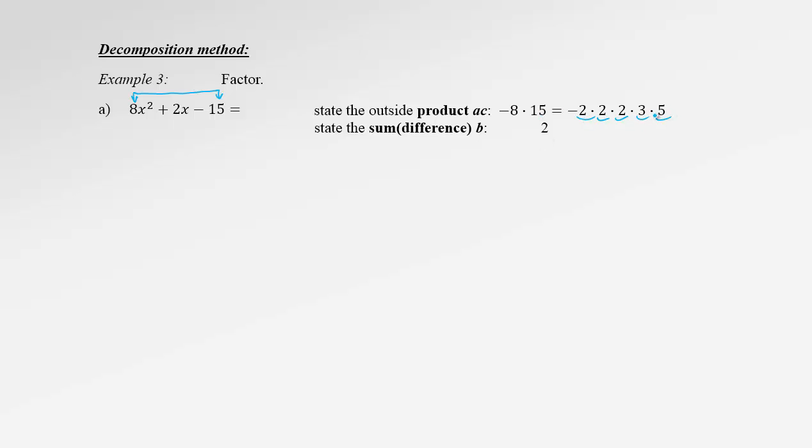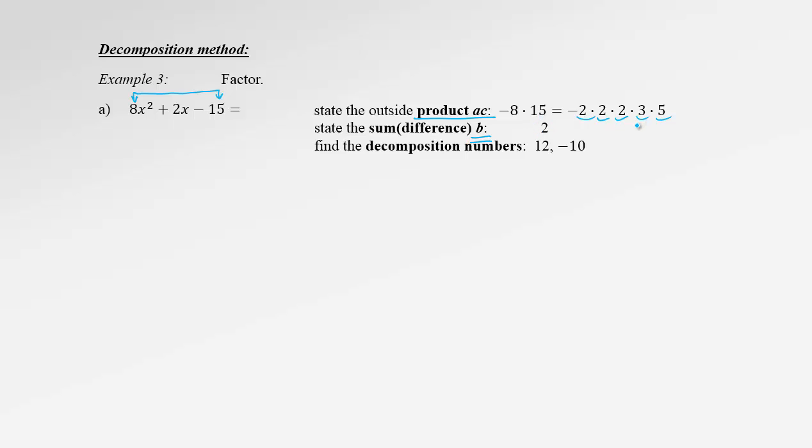Quite often when you see all the factors, it's easier to find the proper numbers to split the middle term into. We'll see this in a second. So we state the product, AC, and then we state the sum or difference, B, the B coefficient. Finally, we are looking for decomposition numbers. That means numbers that multiply to this product, and since the product is negative, differ by 2.